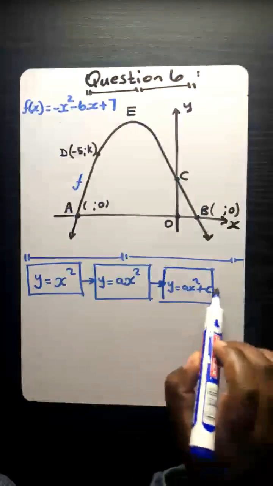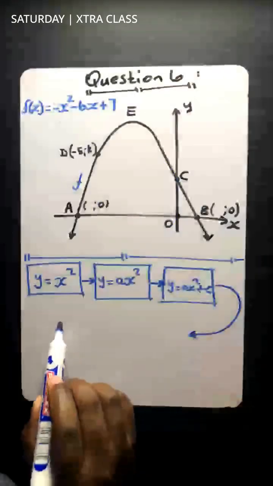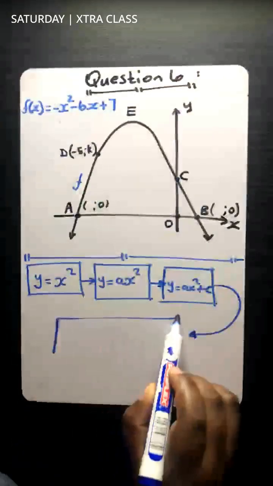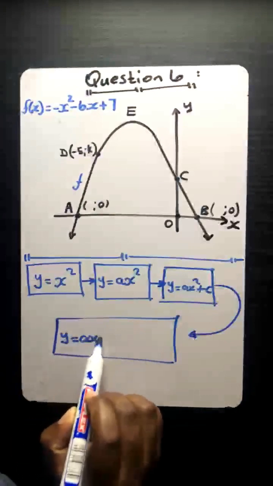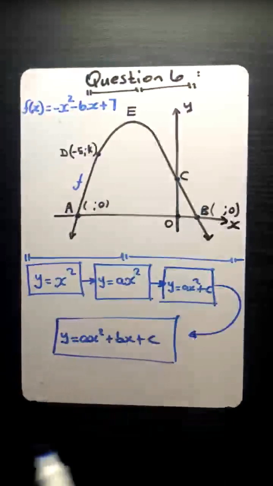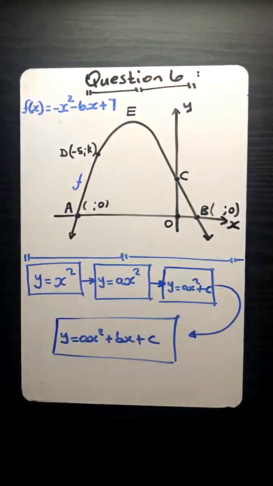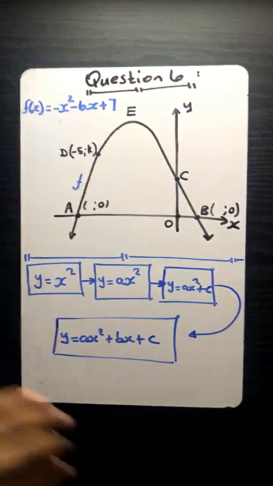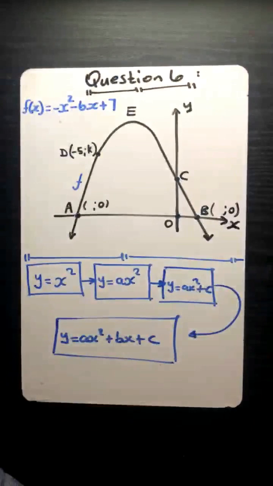I'm telling you guys, from there, it grew up to become this common type of an equation being y equals ax squared plus bx plus c. This is what I'm going to explain in detail when I'm going to be doing that introduction.